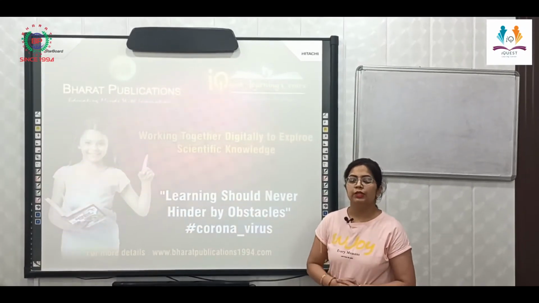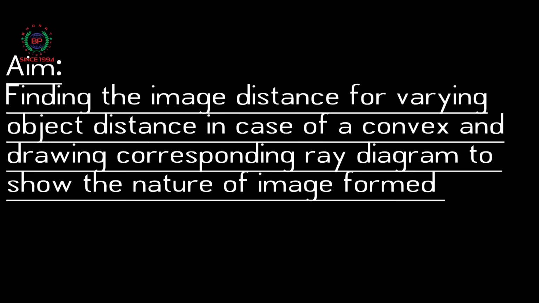Hello everyone, today we are here to do an experiment. What is the aim of this experiment? Finding the image distance for varying object distance in case of a convex lens and drawing the corresponding ray diagram to show the nature of the image formed by it.